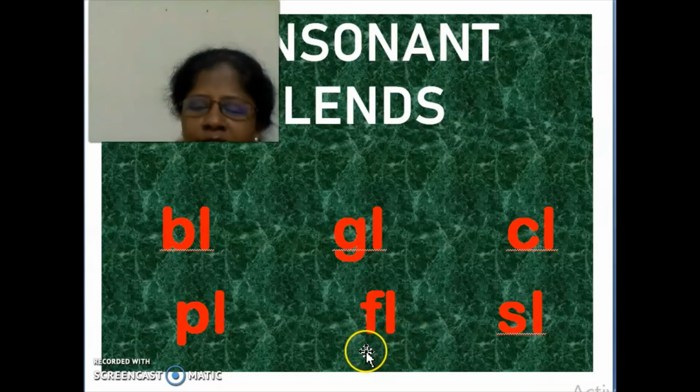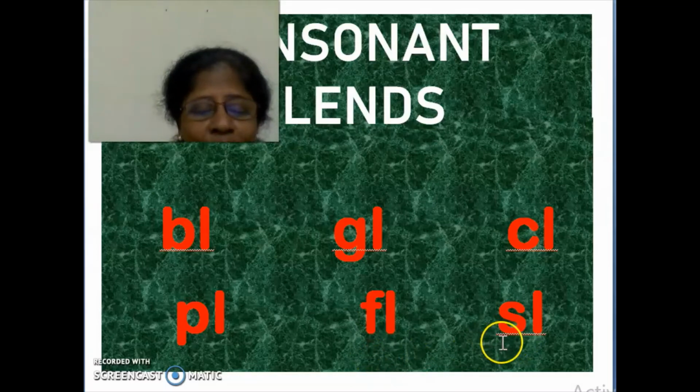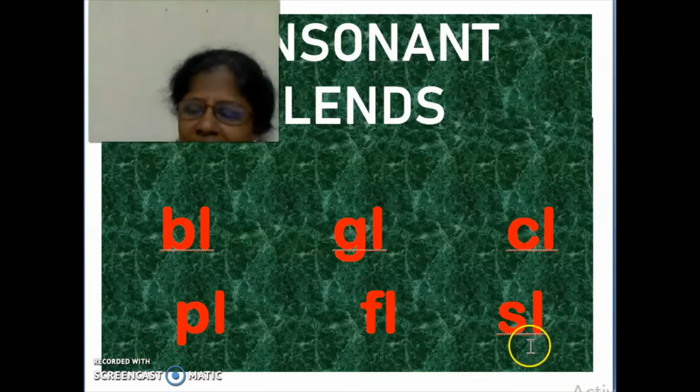Next one, fl: floor, flap, fly. Then sl: sleep, slow, slum, slate. Okay, got it? Right.